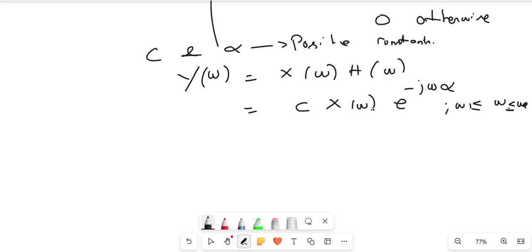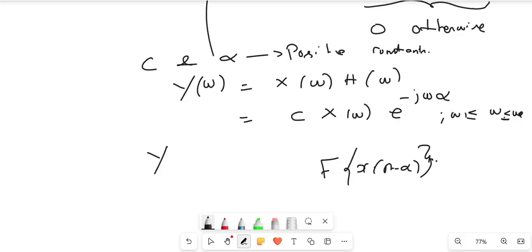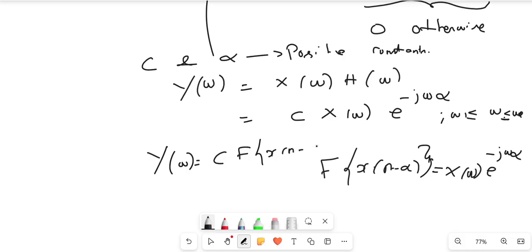By the time shifting property of the Fourier transform, we can get the Fourier transform of x of n minus alpha, which is equal to X of omega into e power minus j omega alpha. So now you can write Y of omega is equal to C into the Fourier transform of x of n minus alpha.